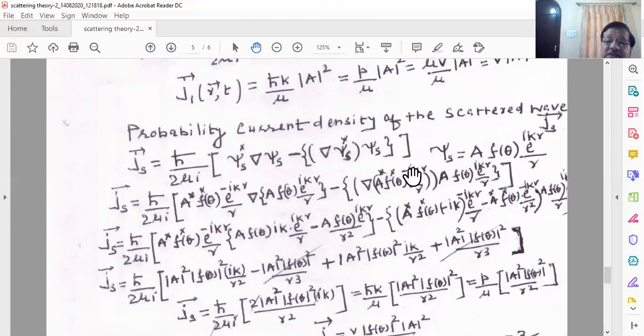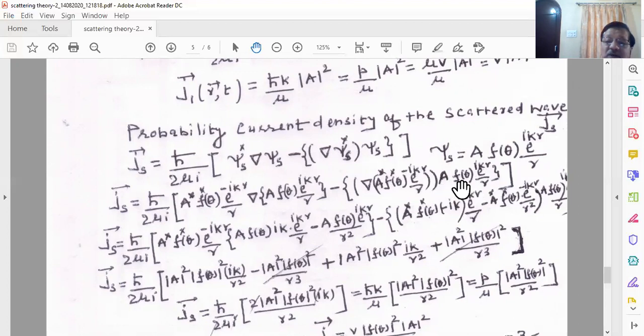Now you have the second factor. The second factor is 1 upon r, and differentiating 1 upon r with respect to r gives minus 1 upon r square. So there is a minus sign here and a 1 upon r square factor. And the remaining factor is a star f theta star e to the power of minus ikr, and this factor remains as it is.